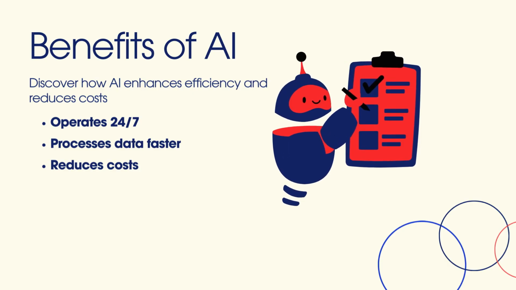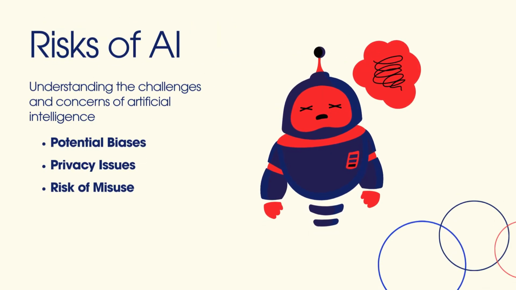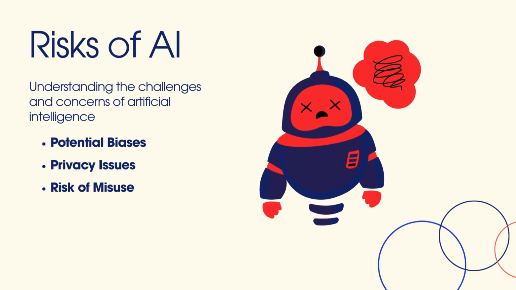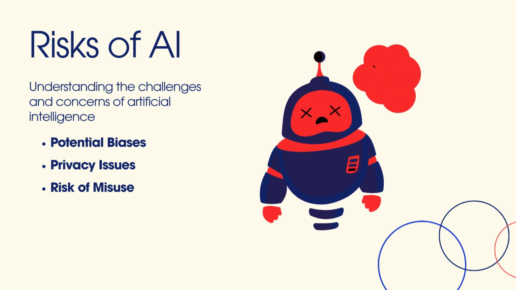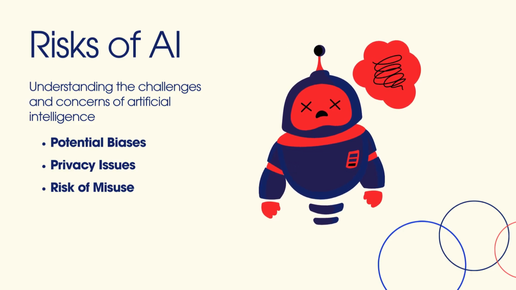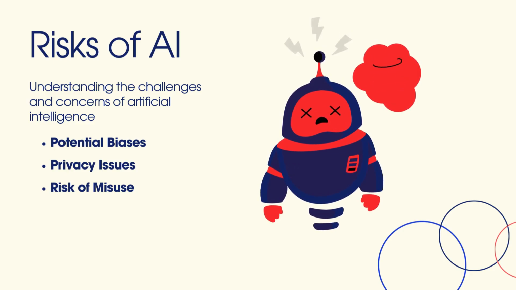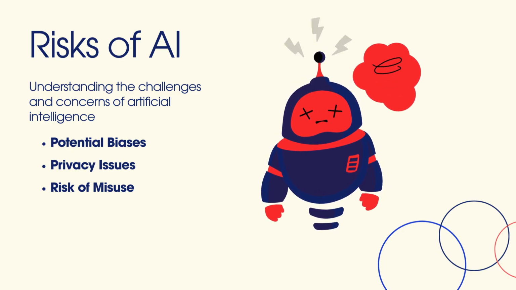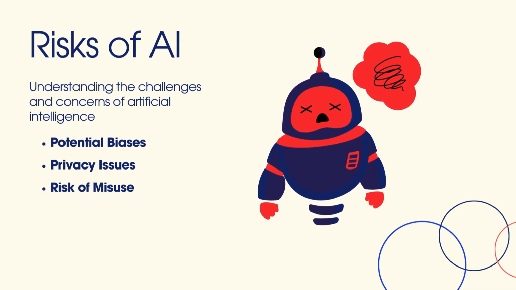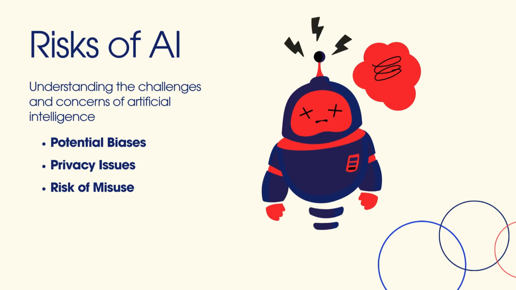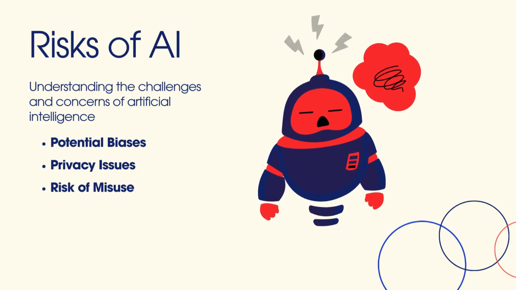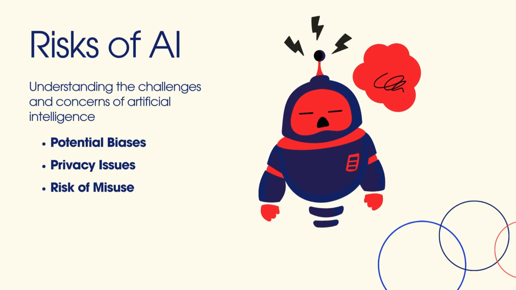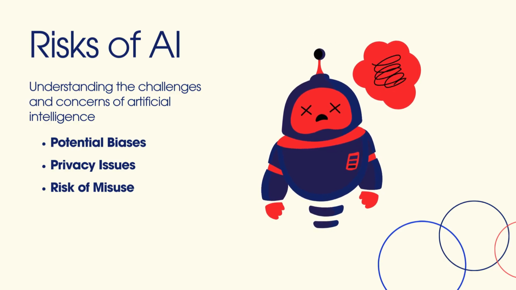Now, the risks. One major risk is potential bias. If the data used for training is biased, the results will also be unfair. Another concern is privacy. Artificial intelligence systems often rely on large amounts of personal data, which must be handled carefully. There is also the risk of misuse. Like any powerful technology, it can be used irresponsibly if not properly regulated. Artificial intelligence brings strong advantages, but it must be developed and used responsibly.